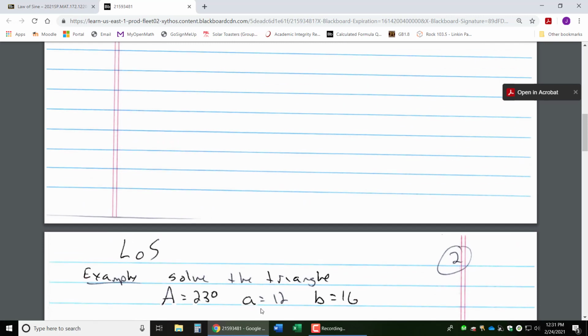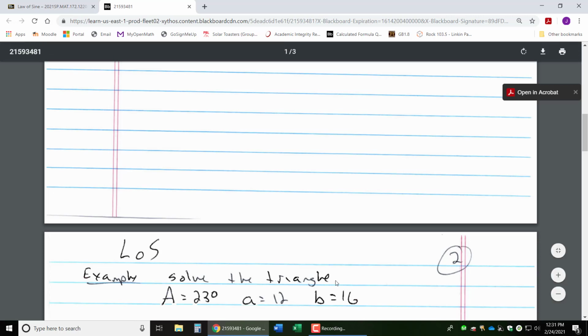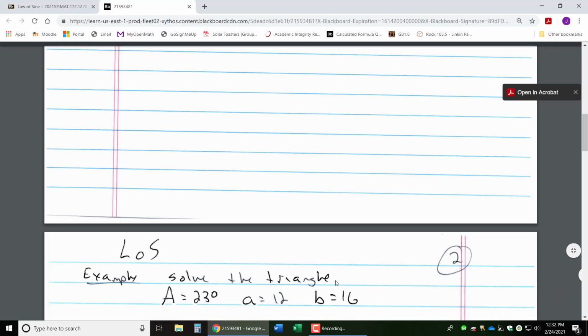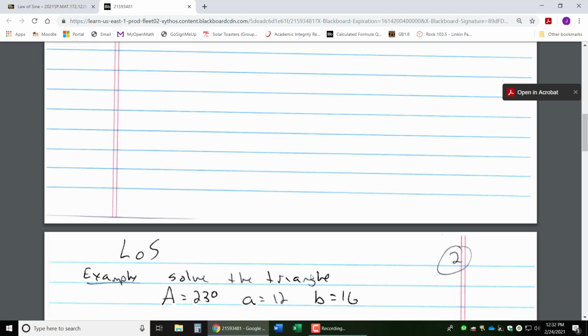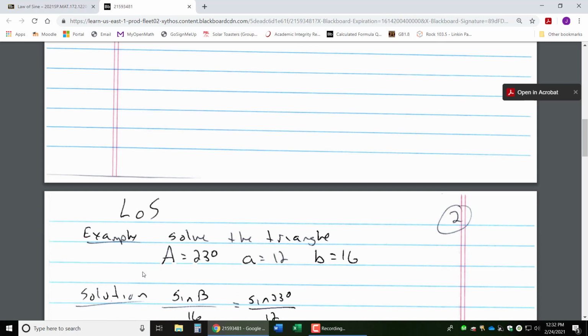One angle, the side opposite the angle, and another side. So we're going to have to use the law of sine to solve for angle B first. That is the clue. Pay attention. Maybe there's two triangles that will satisfy these three things. Maybe there's none. Maybe there's only one. And I'll show you all three examples so you know what to look for.